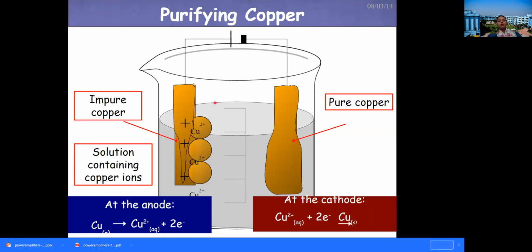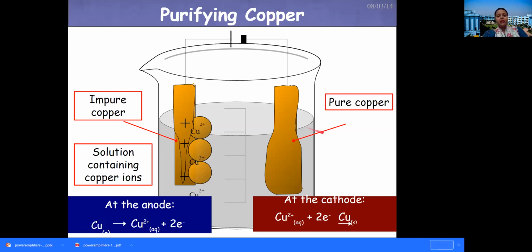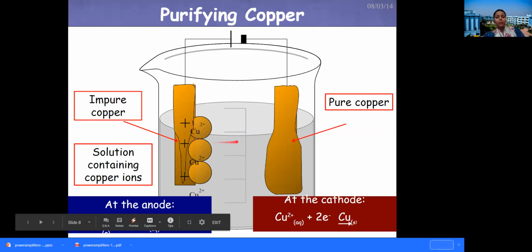Purifying copper is a very useful application of electrolysis. Here we have an impure copper solution containing copper ions. At the cathode, this is the pure copper, and at the anode we have the impure copper.